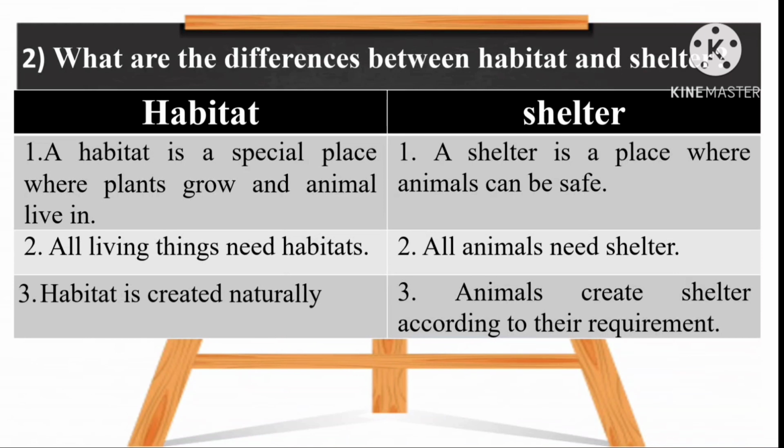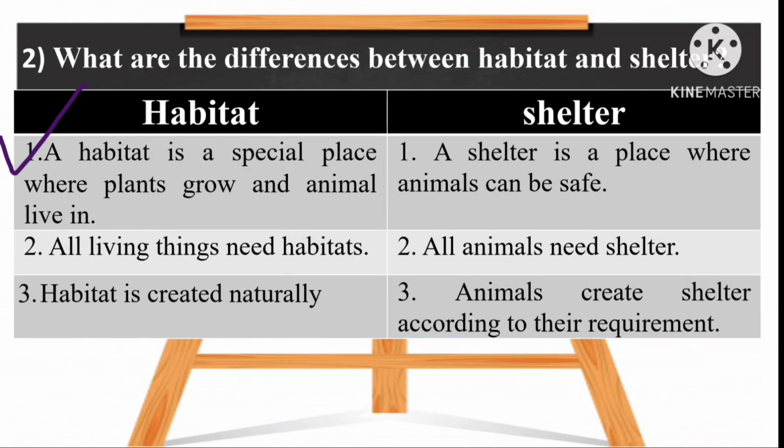In this chapter, we got to know about habitat and shelter. Second question is, what are the differences between habitat and shelter? So at first we should know their definitions. So what is a habitat? A habitat is a special place where plants grow and animals live in.